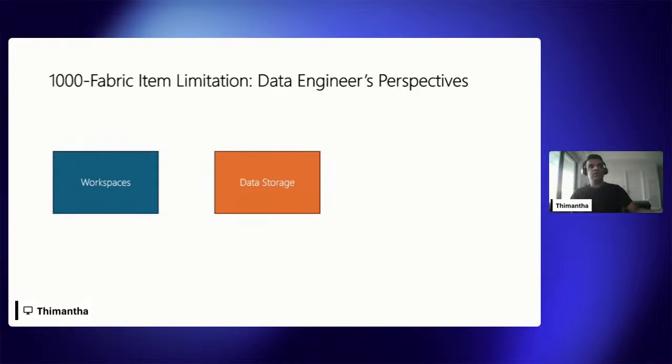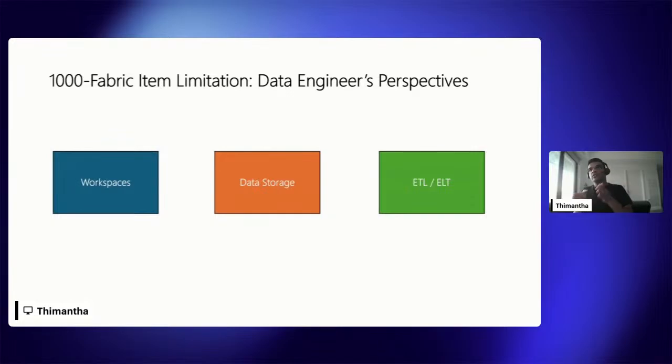And finally, a data engineer should always look at it from the ETL or the ELT perspective. Now, what is that? ETL has everything related to data movement, data orchestration, transformations, cleansing. So everything related to that needs to be looked at in terms of addressing and managing this 1,000 item limitation as well, right?